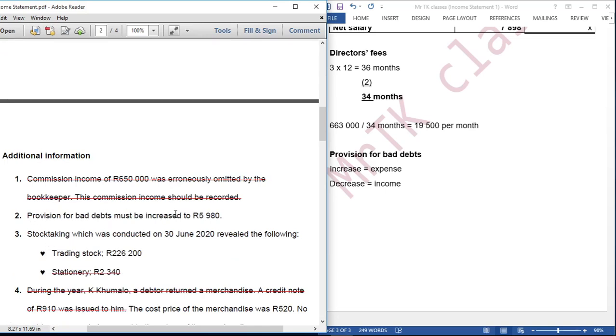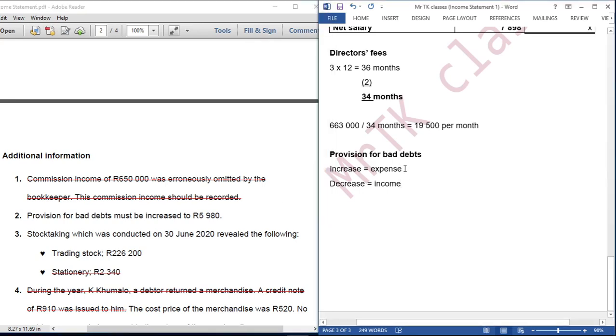Provision for bad debts must be increased to 5,908. Which means the difference between the amount that was there at the beginning and the amount that is there at the end is the provision for bad debts for that particular financial year. So that's why an increase is an expense, because there are more people that we are doubting might not pay us.